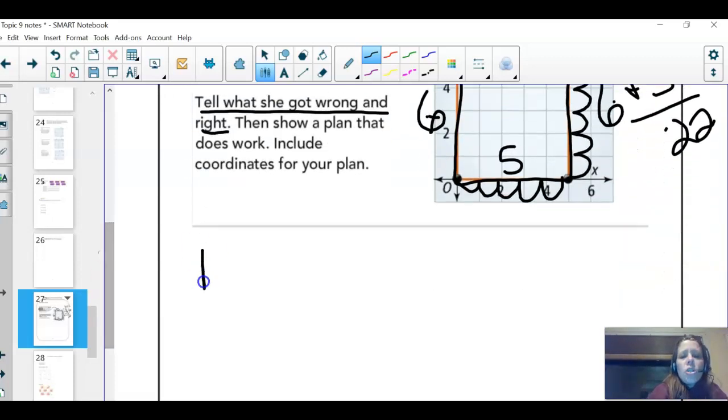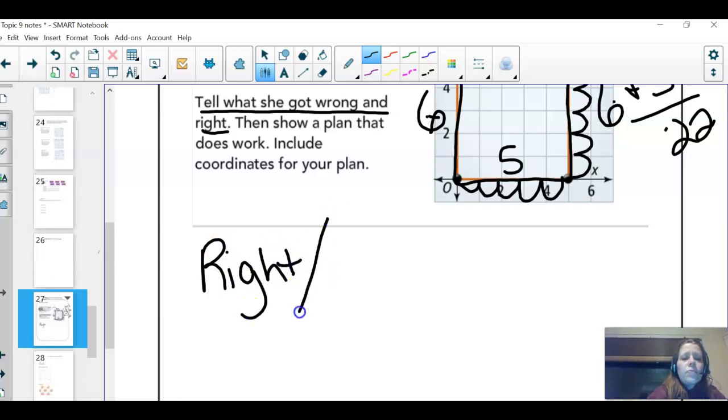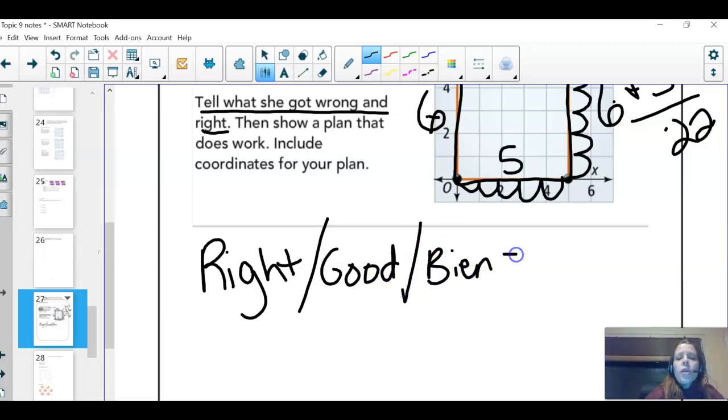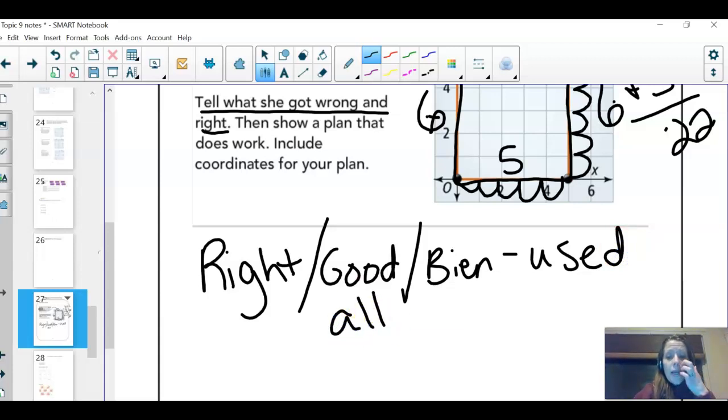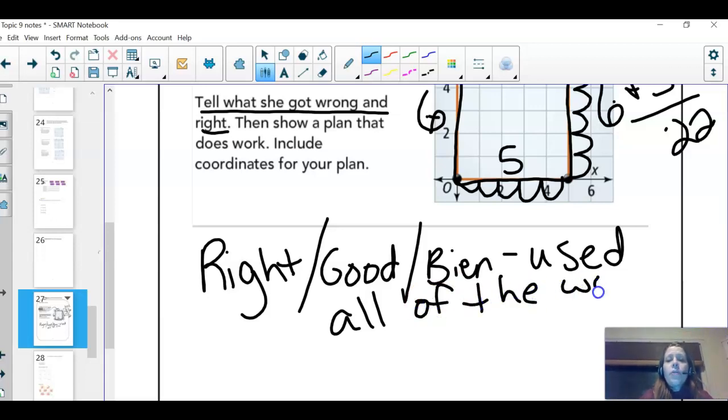So something she did right or well or good is she usó all the wood. Usó todo de la madera. She used all of the wood.